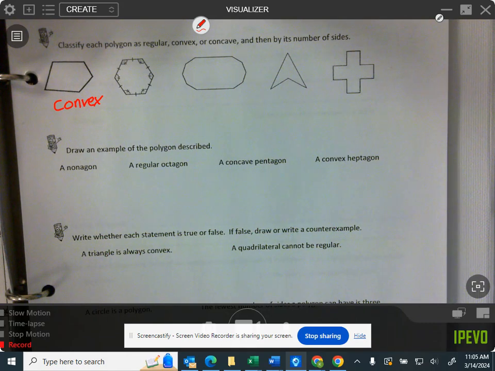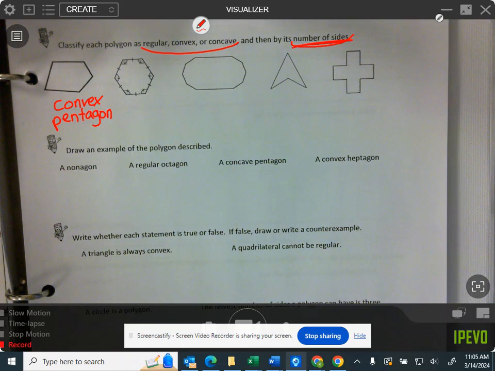Am I done? No. Why not? You have the number of its sides. I also have to give it a side name. How many sides does it have? What would I call that? A convex what? Jimena? Pentagon. It is a convex pentagon. So I have to do regular, convex, or concave, and then I have to say the number of sides, what its name is.